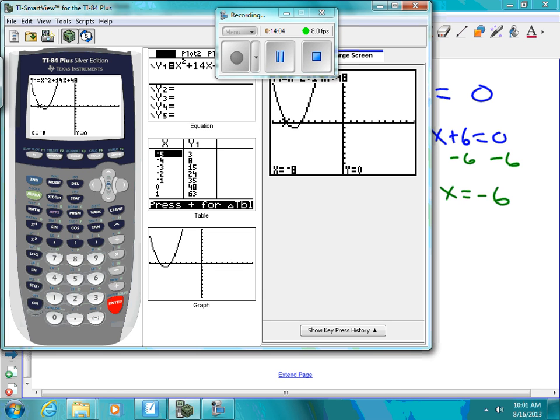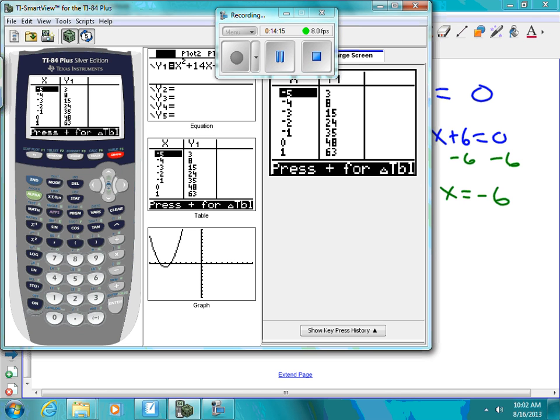It says it's 0. We're good. Okay, so that's one way to quickly check it once you have solutions. You can probably look at the graph. You can also go to the table. If you go to the table, negative 6 is a 0 across from it. Negative 8 is a 0 across from it.